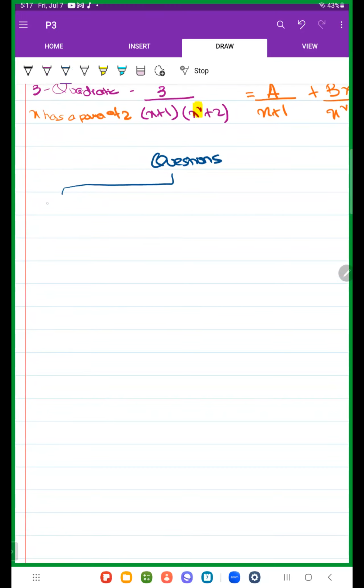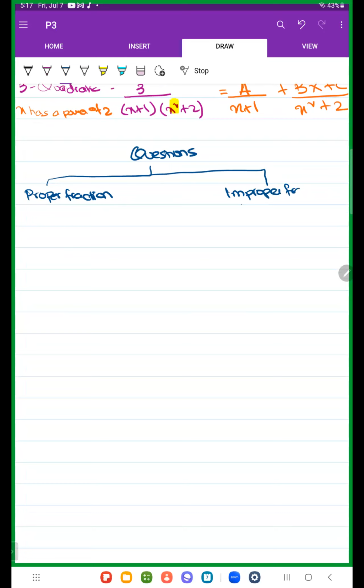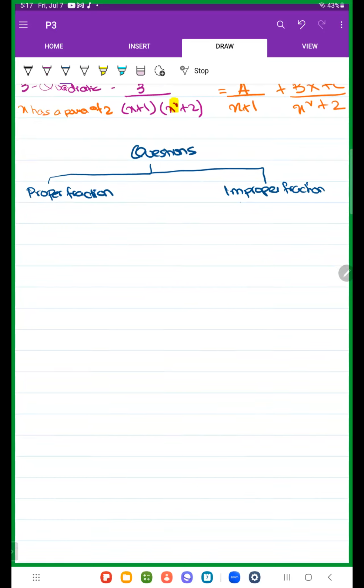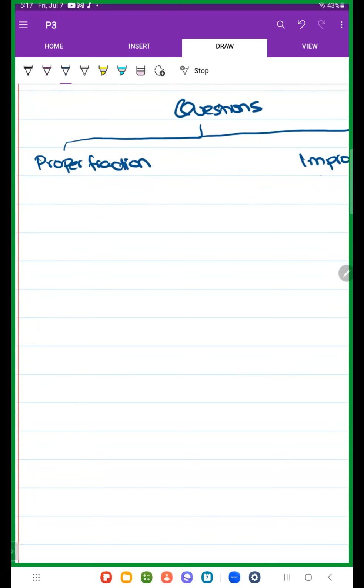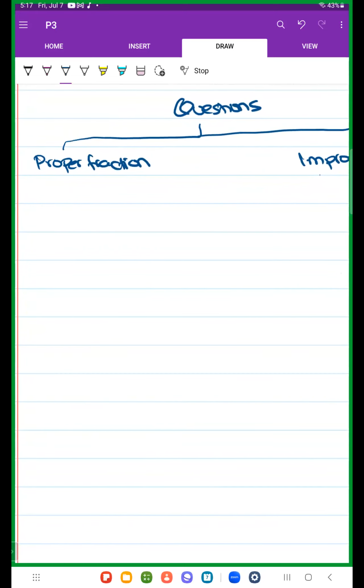They can either ask you to do a partial fraction of a proper fraction or an improper fraction. What is a proper fraction? For example, like 1 over 2. A proper fraction is any fraction where the numerator is lesser than the denominator.